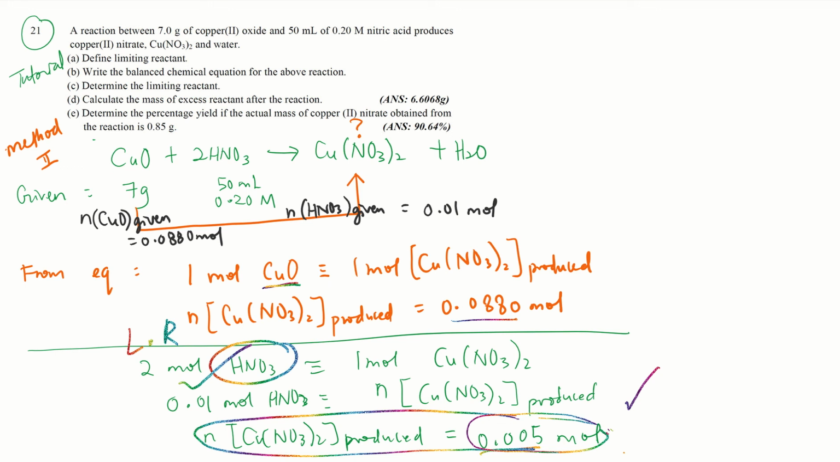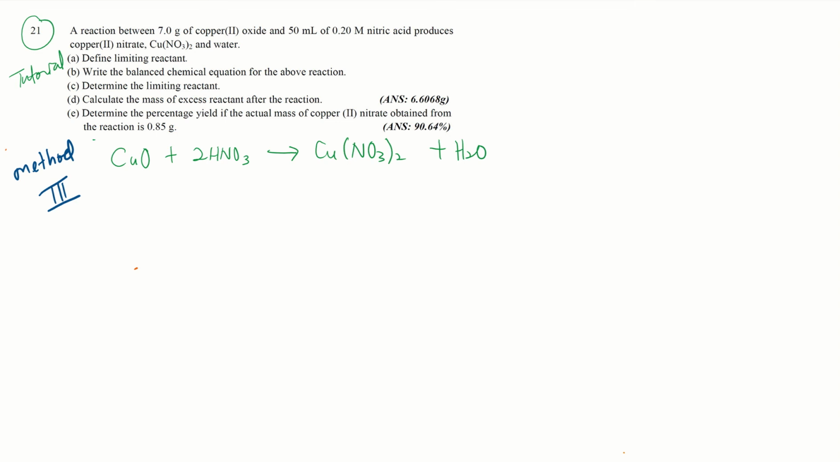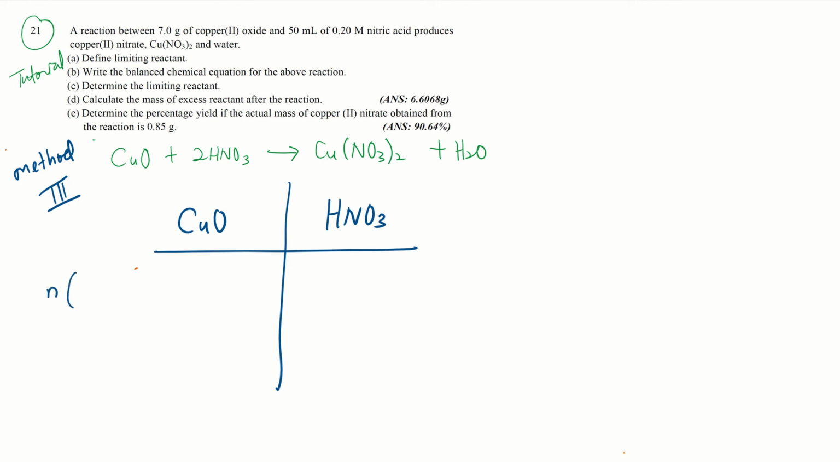Okay, next I will share method 3, which is the fastest way to determine the limiting reactant. This method is directly for 2 reactants. This one we call mole ratios. First you write copper 2 oxide, nitric acid. Just now we have calculated the number of moles given. This one is 0.088 mole, and this one is 0.01 mole. Based on the given information, we have converted to the number of moles. So this one is the simplest one.